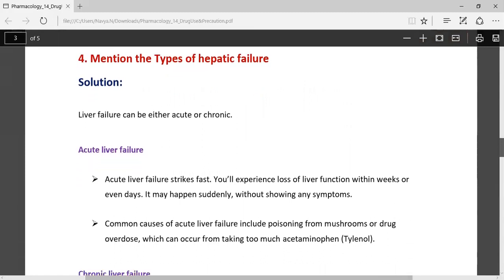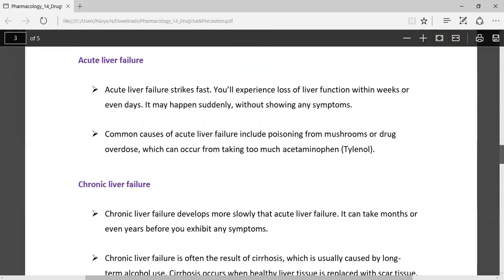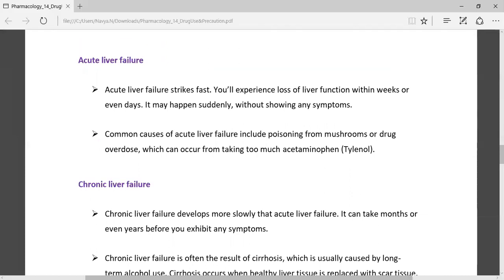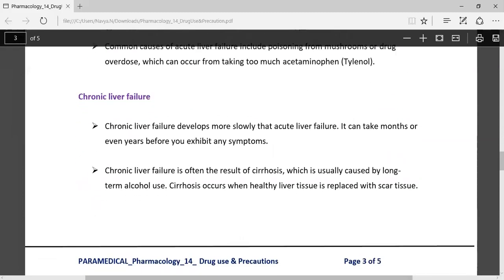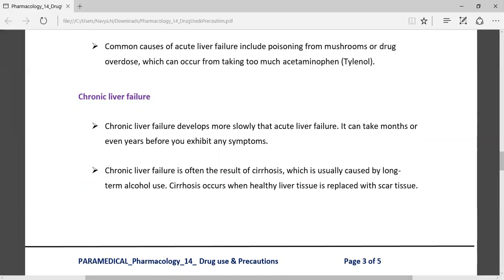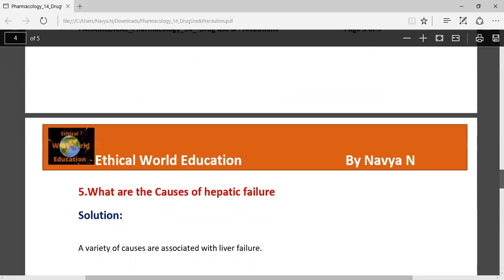We also know about the types: acute liver failure and chronic liver failure. Acute includes things like drug overdosage and sickness. Chronic is a very slow process compared to acute. Acute is very fast, it may occur in a few days, whereas chronic liver failure takes months.